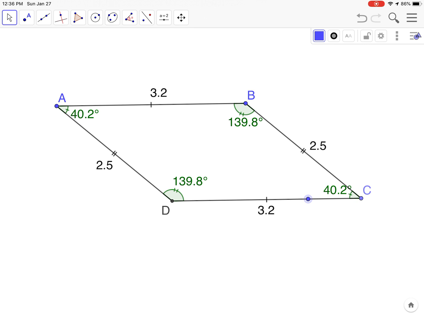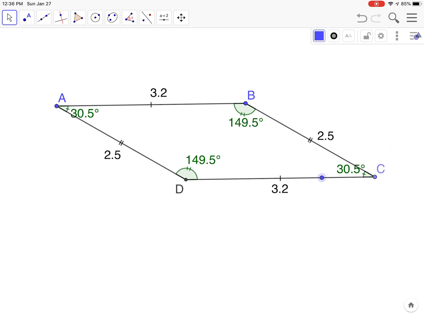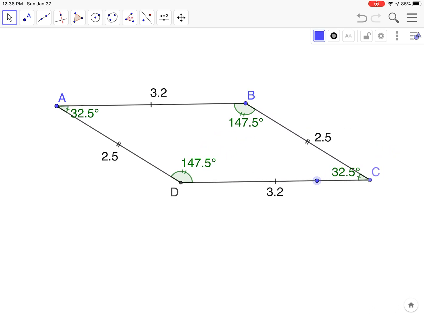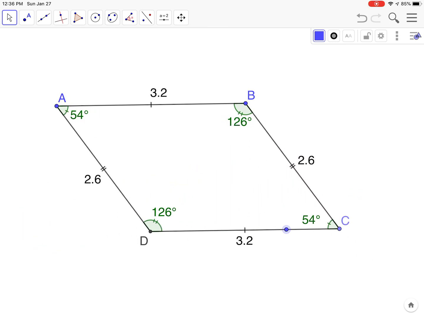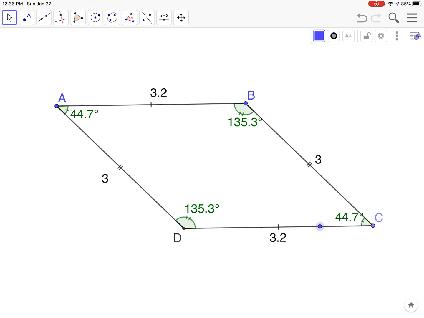I'd encourage you to explore on your own by sketching different parallelograms, or go to geogebra.org and play around with this yourself. I noticed a couple of things that seem to always be true. The first thing I notice is that the opposite sides are equal in length. AB and CD are both right now 3.2, and AD and BC are both 2.5. No matter what I do to this parallelogram, those opposite sides are always equal to each other. So that's always true for a parallelogram.